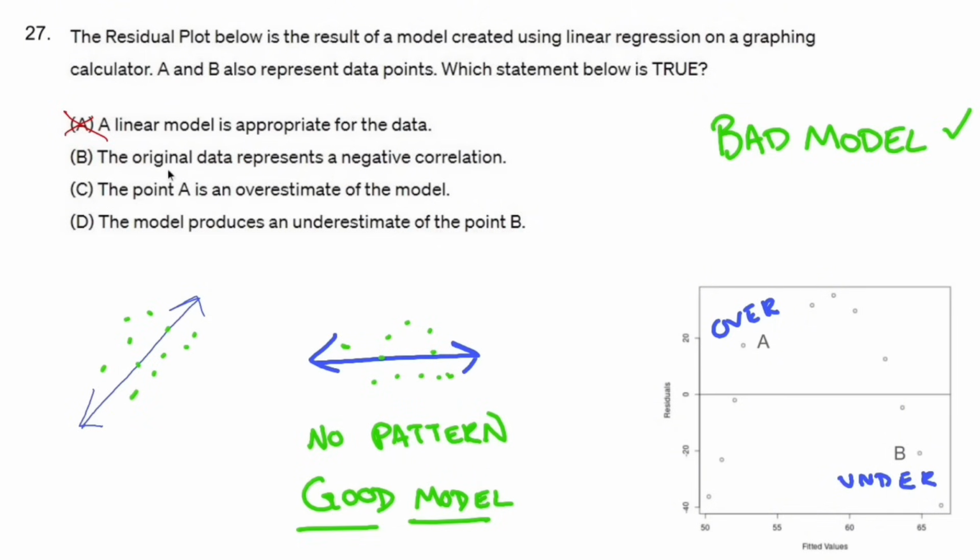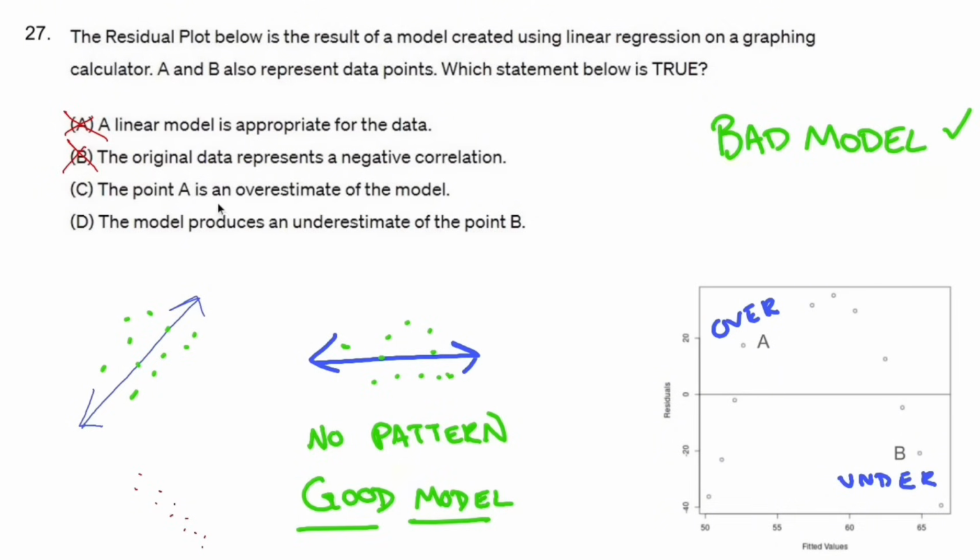The original data represents a negative correlation. Well, negative correlations are dots that go down and to the right following a linear pattern. We already said that linear is no good. So if linear is no good, how can it be a negative correlation? Well, I'll answer that for you. It can't.